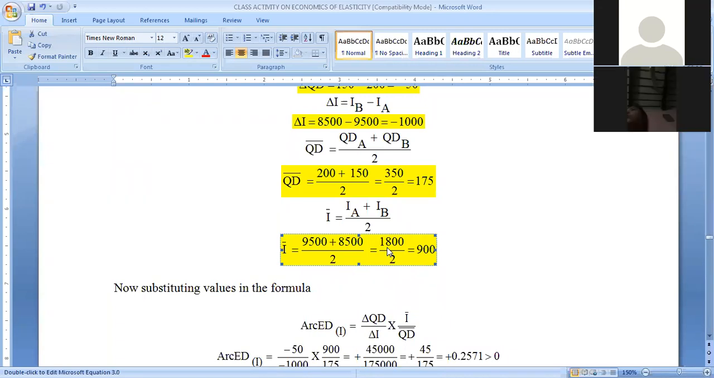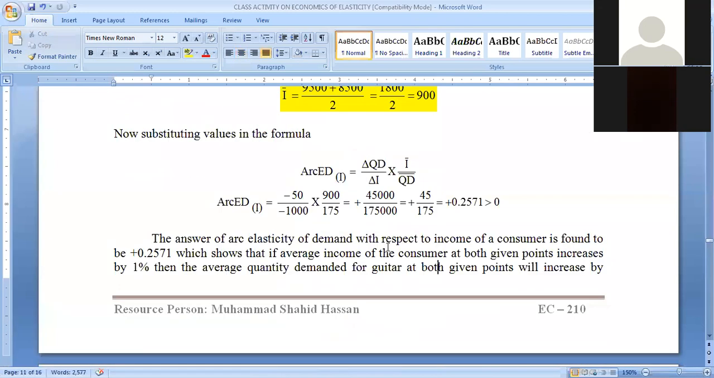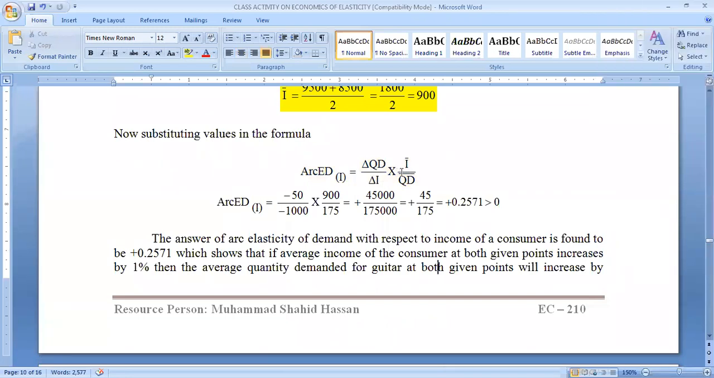After finding all the four components, now let's substitute their values into the formula, which is arc elasticity of demand with respect to income equals delta QD over delta I multiplied by I bar over QD bar. In place of delta QD, we have replaced its value, which is minus 50. In place of delta I, we have replaced its value, which is minus 1000. Then the sign of multiplication appears. In place of I bar, we have replaced its value, which is 900. And in place of QD bar, we have replaced its value, which is 175.